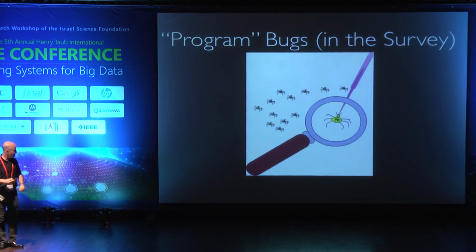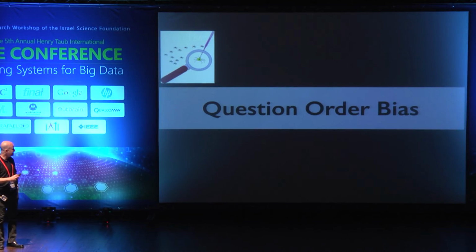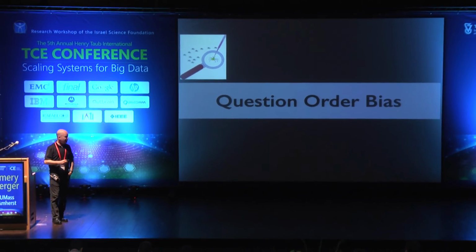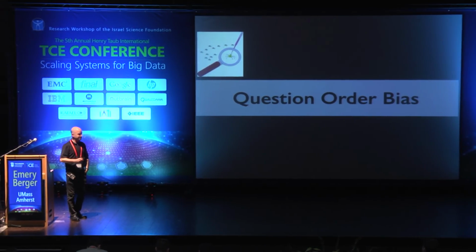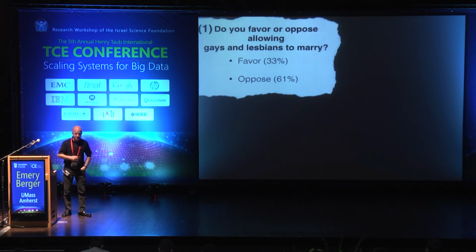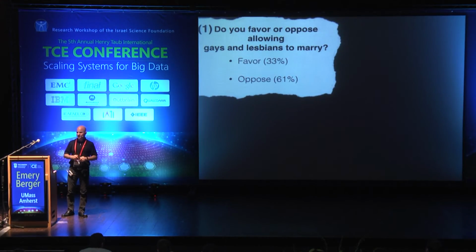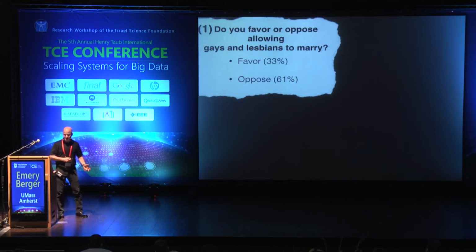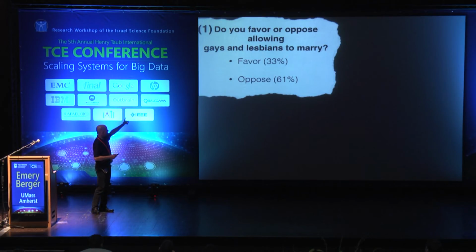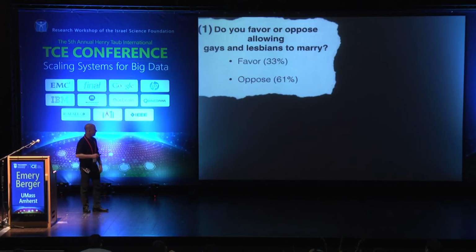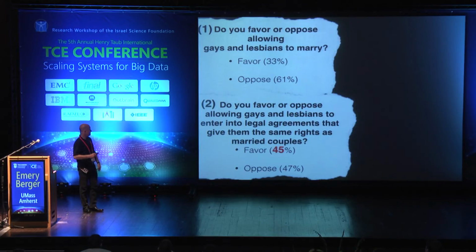All right, so let me talk about these program bugs in surveys and what this means. Here is an example of a bug in a survey. It's called question order bias. These are all, by the way, surveys taken from Pew, which is a research organization in the United States. These are real surveys and survey results. They posed a survey a few years back asking people, do you favor or oppose allowing gays and lesbians to marry? And you can see 61% said they're opposed.